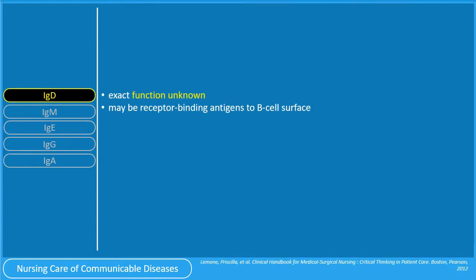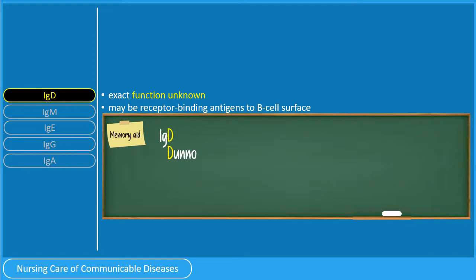The exact function of immunoglobulin D is unknown. It may be a receptor binding antigens to B cell surface. I remember it as IgD, D for the know, function unknown.